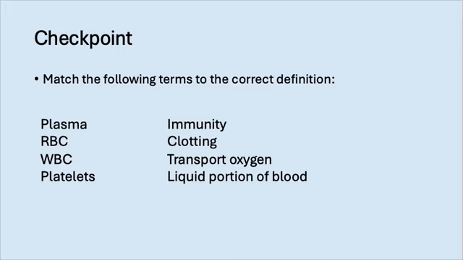Okay, let's take up this question. So, plasma makes up the liquid portion of our blood, right? Containing water, hormones, proteins. Our red blood cells, their primary role is to transport oxygen with the help of the hemoglobin protein. White blood cells play a role in immunity, so they are important for fighting infections. And finally, platelets are very important in the clotting process.